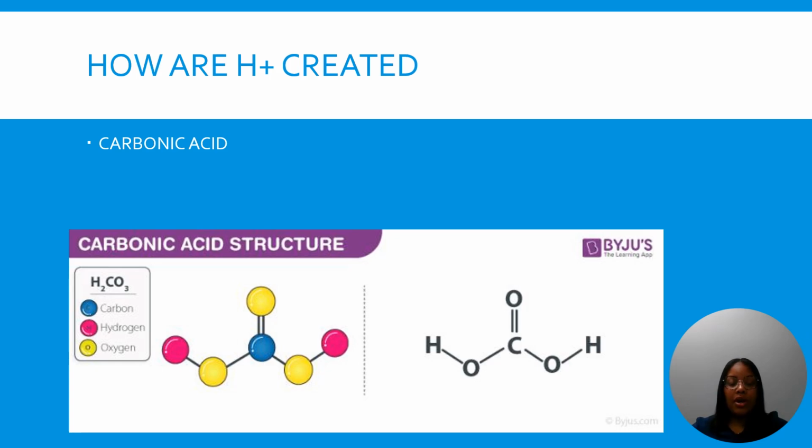So here's a little chemistry structure on the screen, but the important thing to know is that CO2 binds with water, and then it makes carbonic acid. Carbonic acid is a weak acid, and when it breaks apart, it forms hydrogen ions and bicarb.